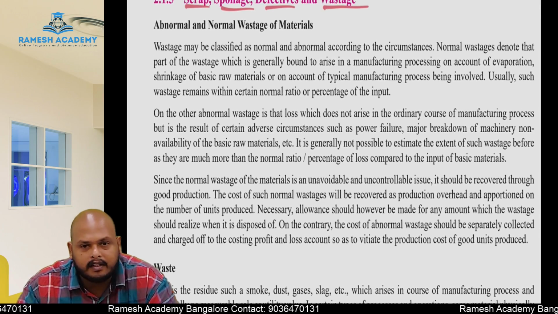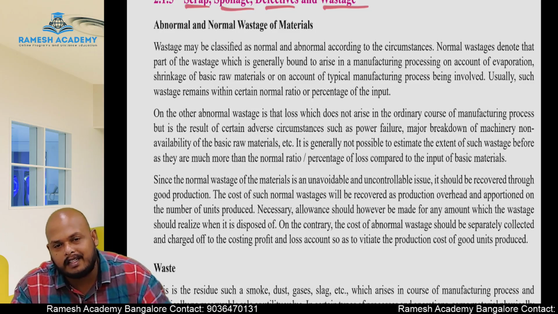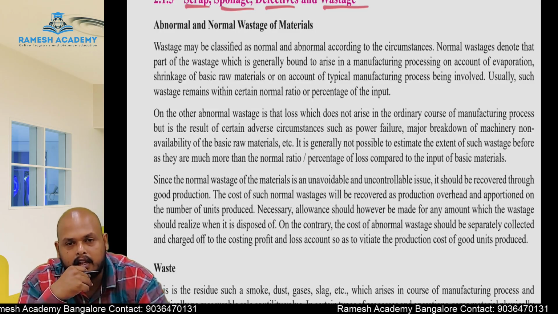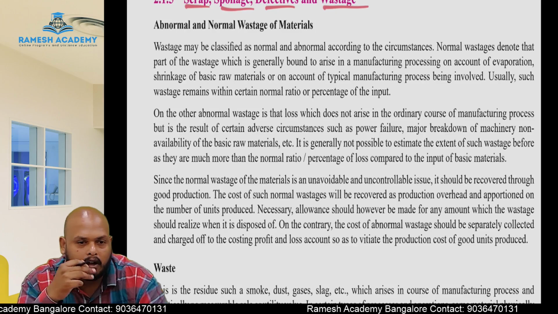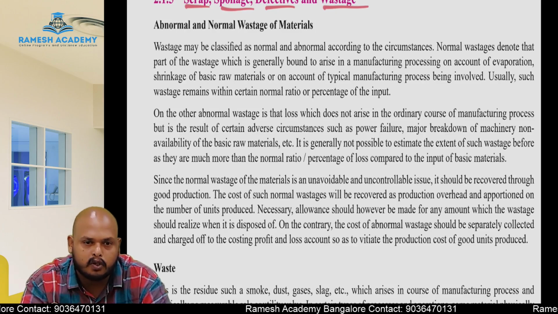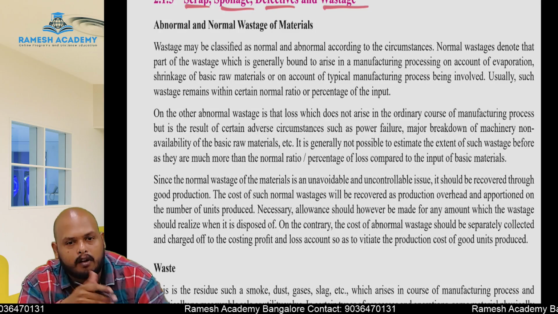Normal is nothing but unavoidable loss. Abnormal is an avoidable loss. The normal loss definition we already saw in the previous session. Normal loss is nothing but an unavoidable loss, means whatever precautions you may take, you still cannot avoid that loss. Example, petrol, that is normal loss.